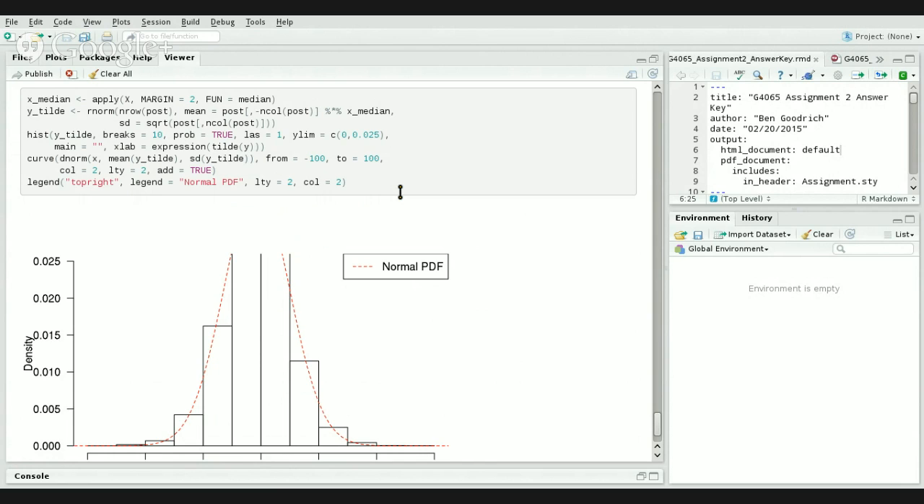Yeah. When you take the median there, you're getting the median of your intercept, right? So yeah, that's just one.